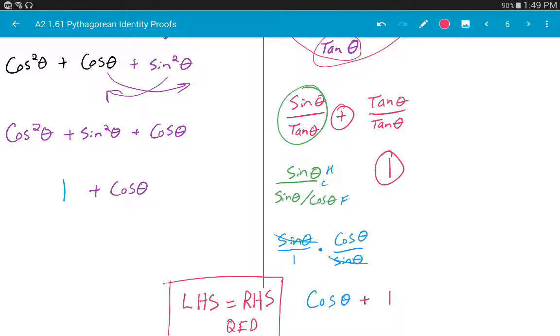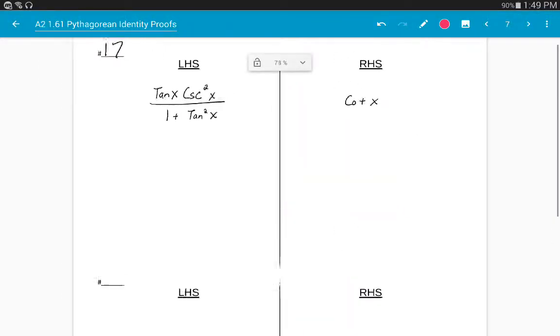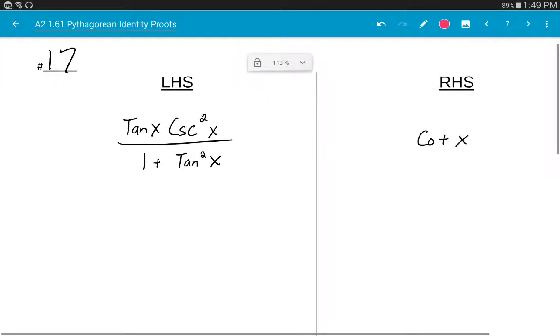Okay, I'm done with that proof. The idea is always to take the more complicated side and make it look simpler. It's better. So I'm going to be attacking mostly this side. This side is easy, cotan of x, but this side right here looks complicated. So I'm going to attack this one more. Now let's prove that these two are equal for question number 17.